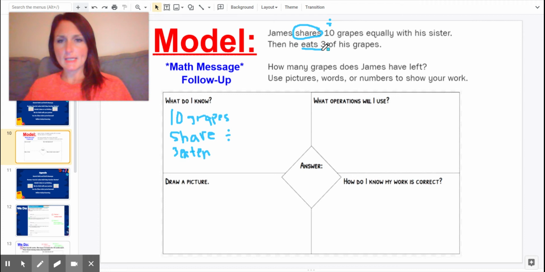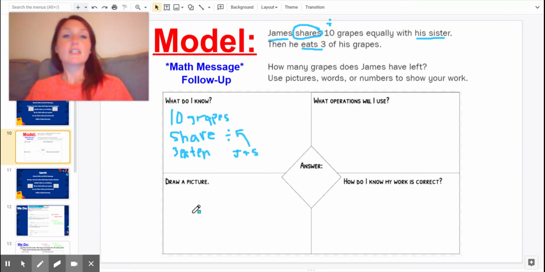Something, though, that I'm just thinking about, I think I might have missed something. What did I miss? Yes, so we have James sharing, but who's he sharing with? His sister, right? So I need to make sure that it's James, I'm just going to write James and his sister, right? Those are the ones that are sharing.